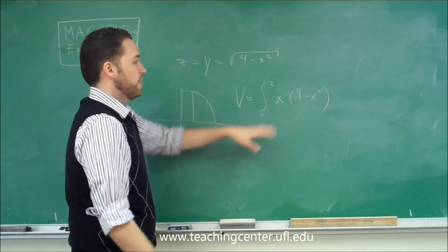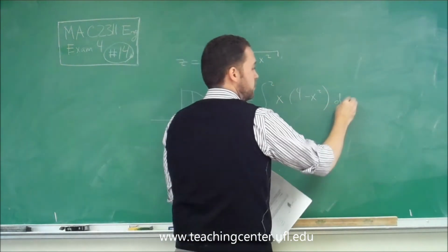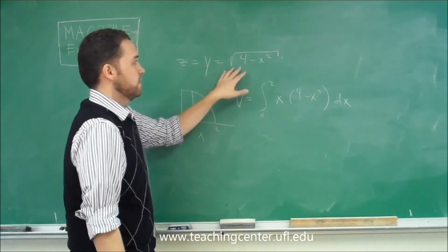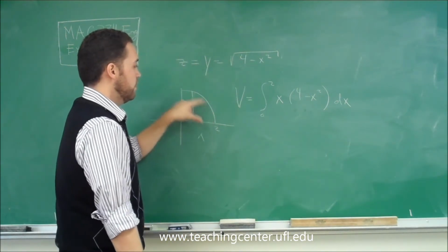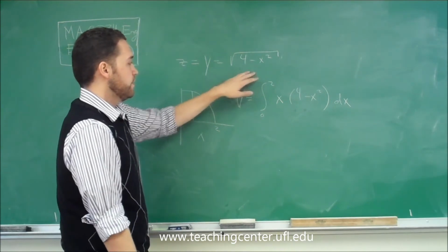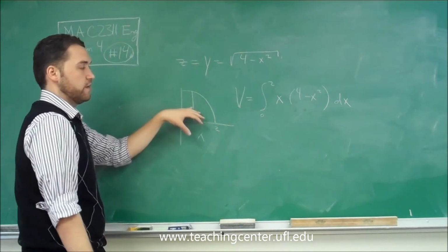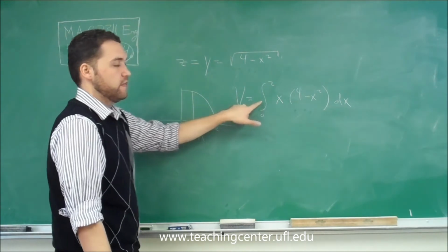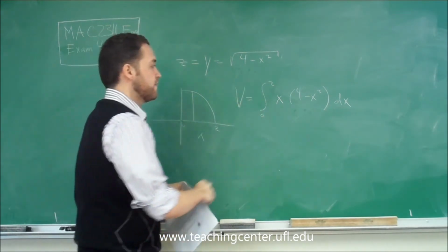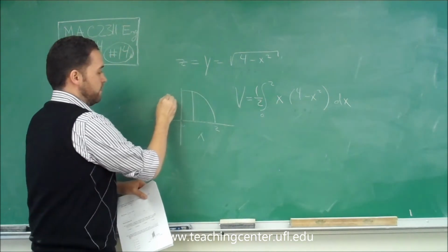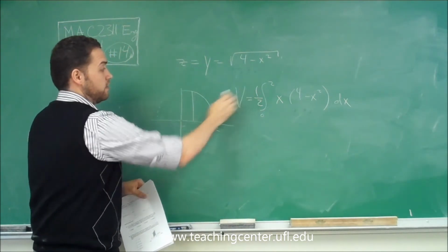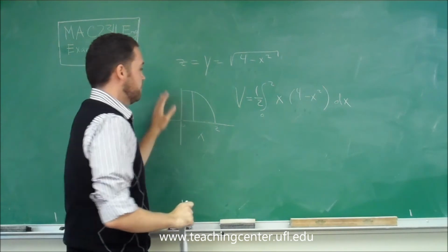Now, real quick though, before we actually solve this, the square root and the square cancel out, you get this. But you can see that this is only a quarter. And this equation here is actually for a semicircle, not a quarter of a circle. So we need to multiply this by 1/2 to cut it in half. Because if they gave us something that was all the way over here, then we could ignore that 1/2. But they didn't.